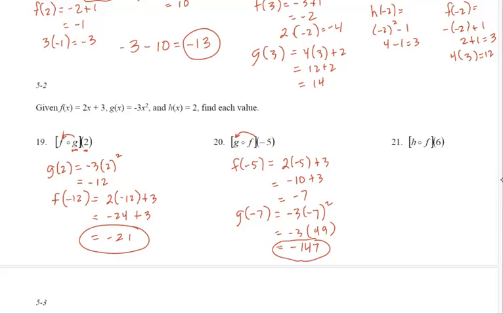All right, and then finally number 21, we do f of 6. Replace x with 6 in the f function, and that's 15. And now we're going to do h of 15. Well, h is a constant function, so it really doesn't matter what goes in as the input, the output is always going to be the same. So the answer for number 21 is 2.